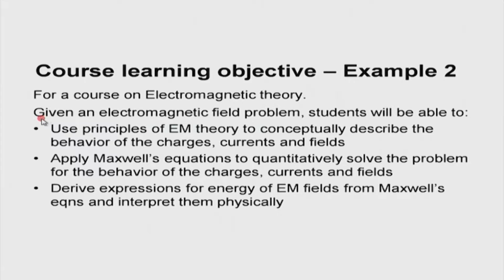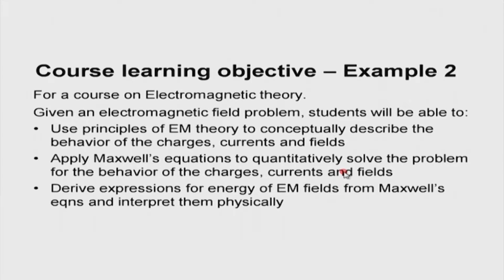So if you look at how it starts, it says given an electromagnetic field problem. In the sense, all the objectives are with respect to a situation where some electromagnetic fields are described, exist. Given an EM field problem, students will be able to use the principles of electromagnetic theory to conceptually describe behavior of the charges and currents. So the first bullet here is actually at an apply level, but it's saying that qualitatively and conceptually students should be able to reason.